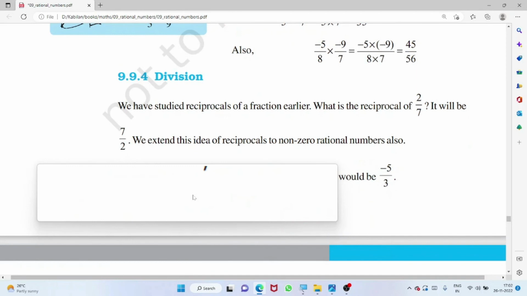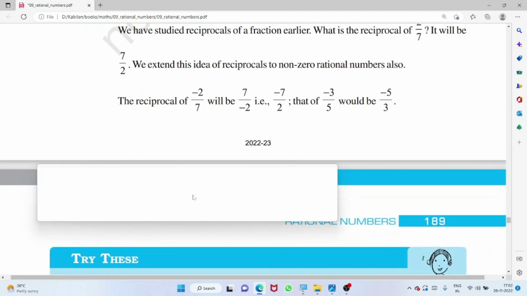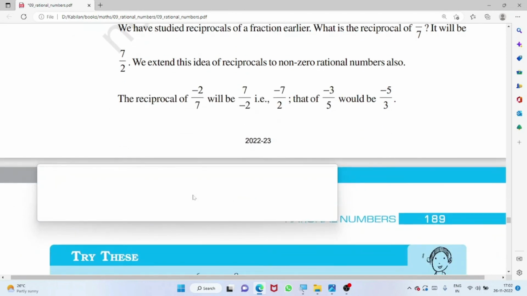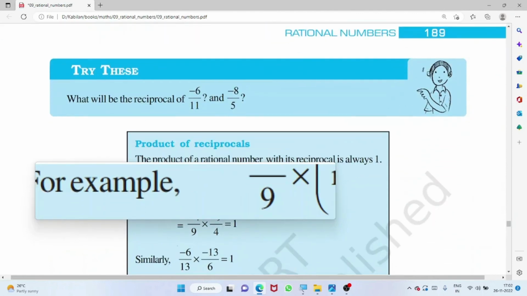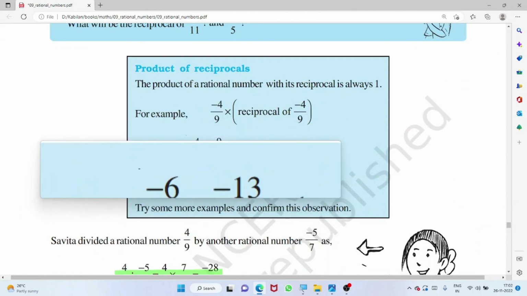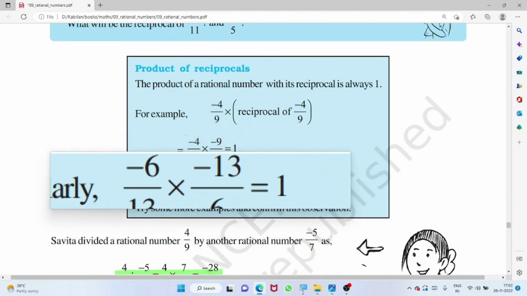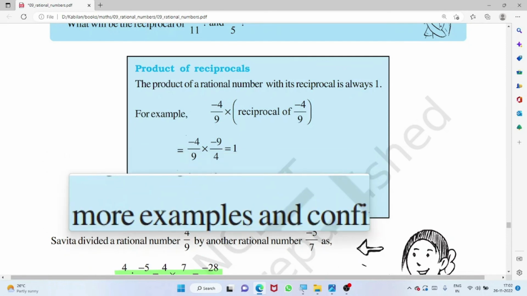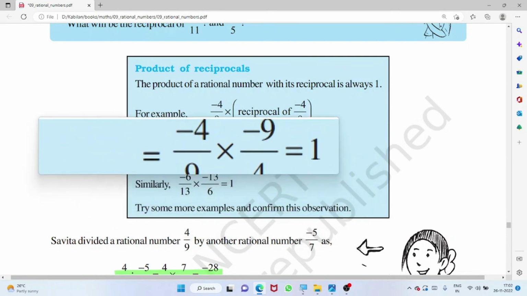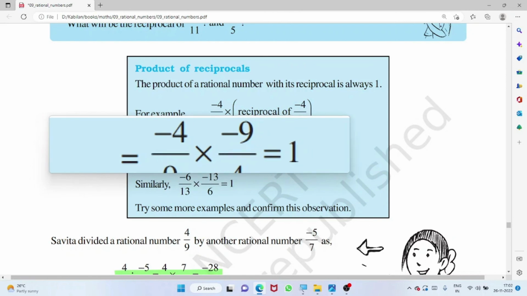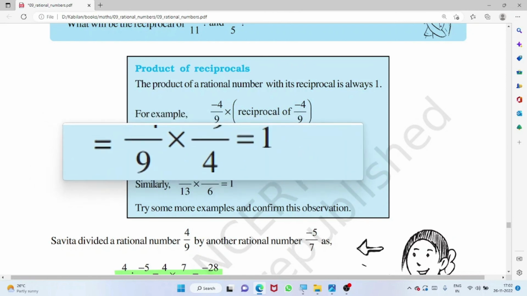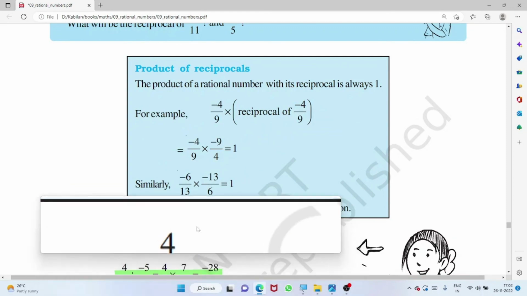Division: if you divide one rational number by another, you have to take the reciprocal of it and multiply. So here you multiply 4 by 7 by the reciprocal of 4 by 9. This will become 4 into 9, 36. Here also 36, the signs will cancel out.